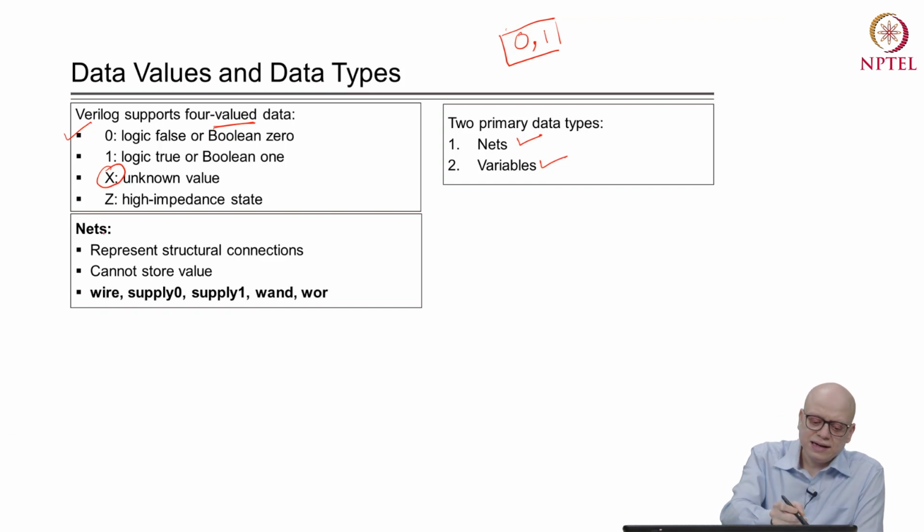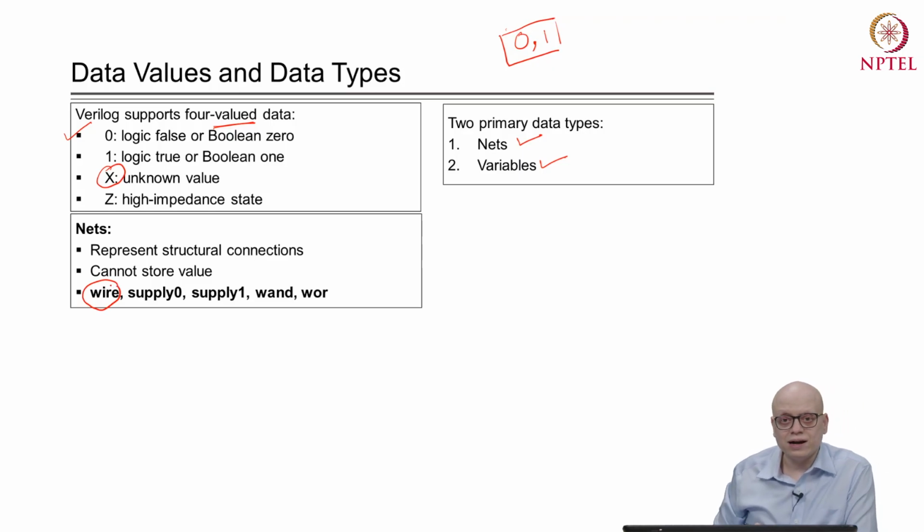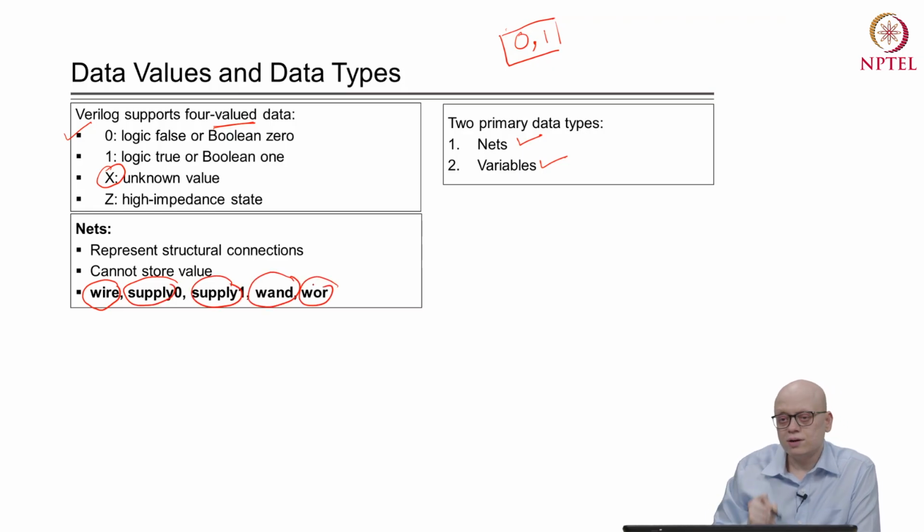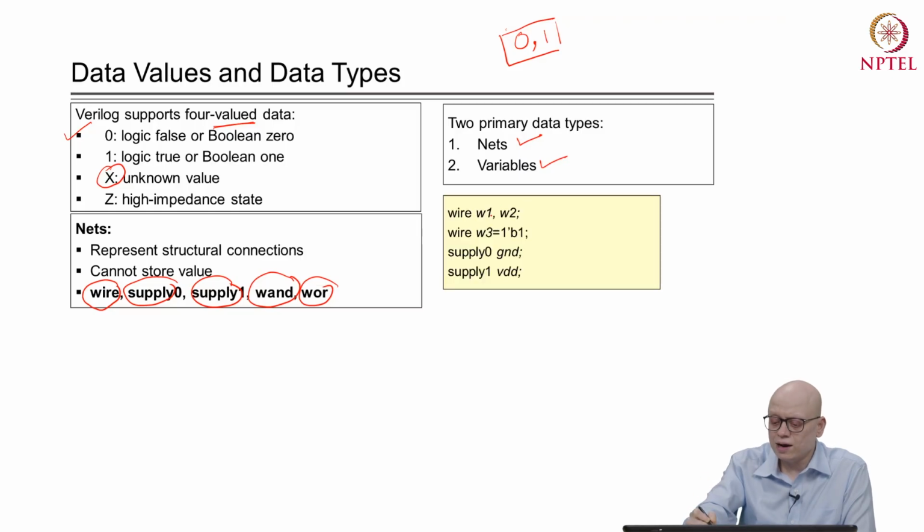So, these nets are like wires, and the keywords to define a net are wire, supply0, supply1, wand and wor. For example, we can say wire w1, w2, or wire w3 is equal to 1'b1, and then we can say ground is the name of a wire, VDD is the name of a wire, and the type is supply0.